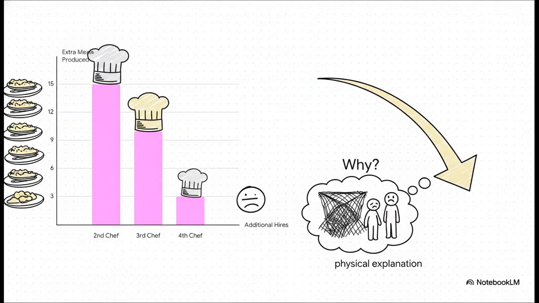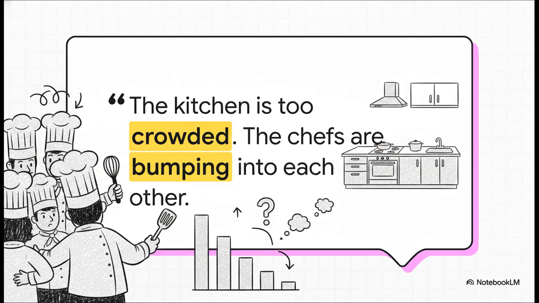So you have to ask why. I mean, how is that even possible? Well, the reason is actually super simple and physical. The kitchen is just too crowded. The chefs are literally bumping into each other.